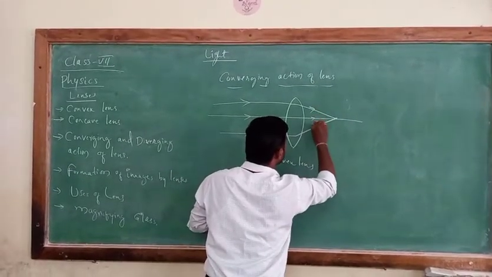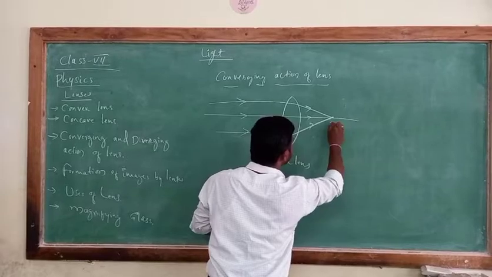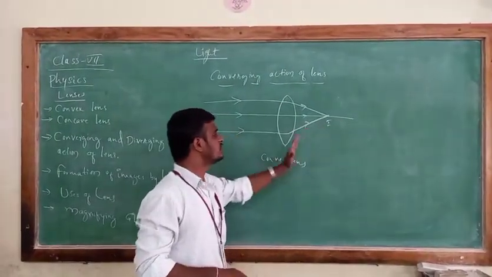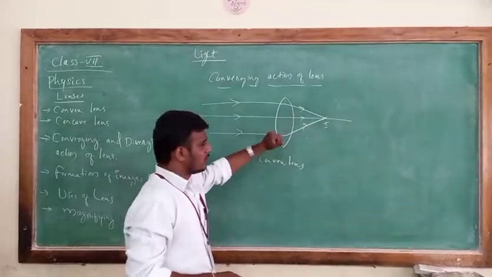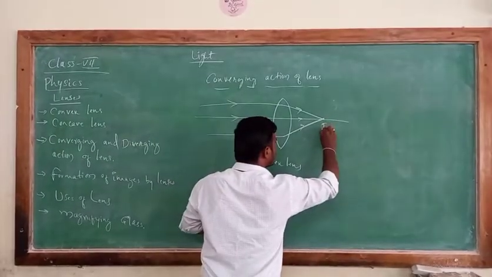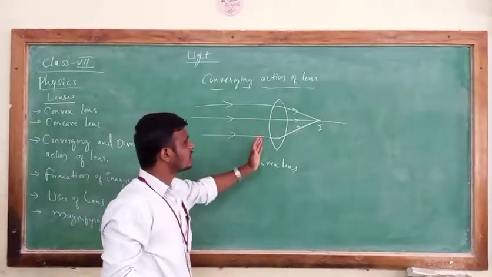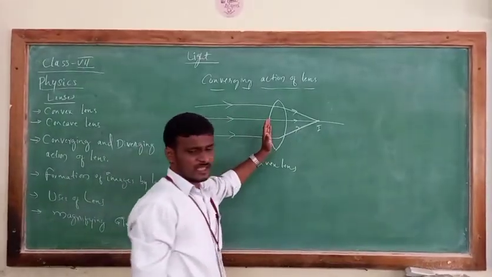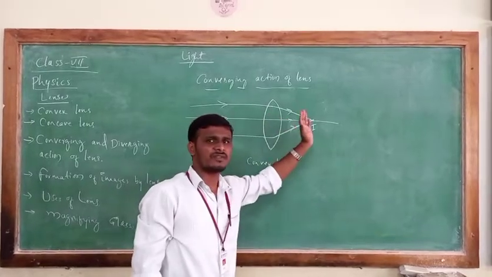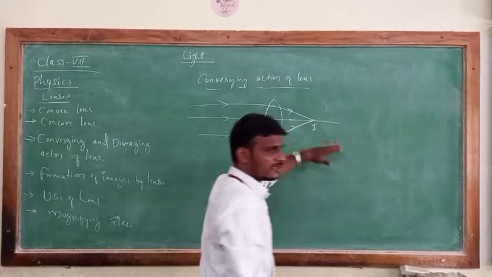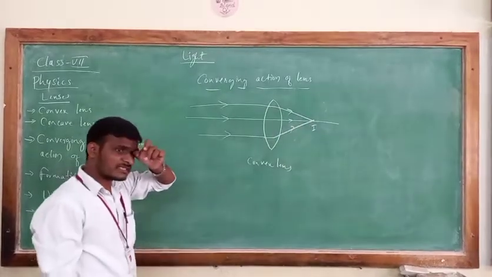So here at this point the image is formed. Right? So this is the converging action of a lens. This we call an image of this object, or of any object. When a light ray falls on a convex lens, the image is formed behind the lens. So this is the converging action of a lens.